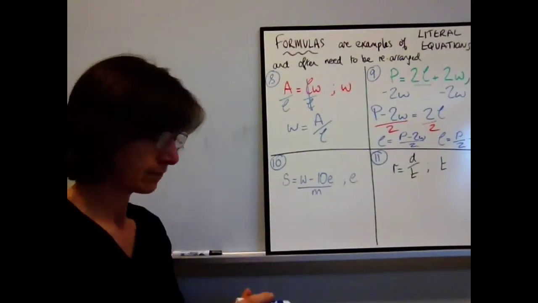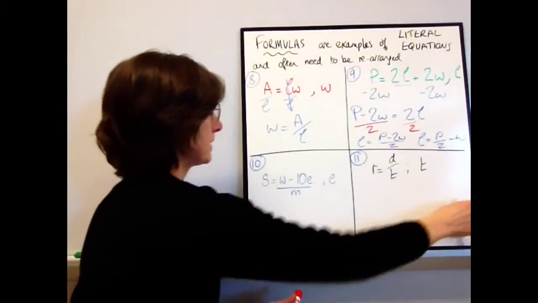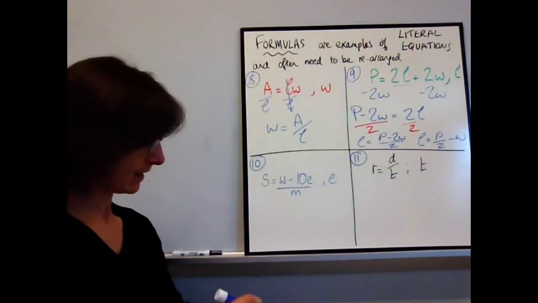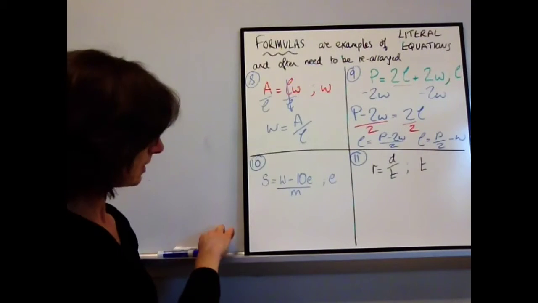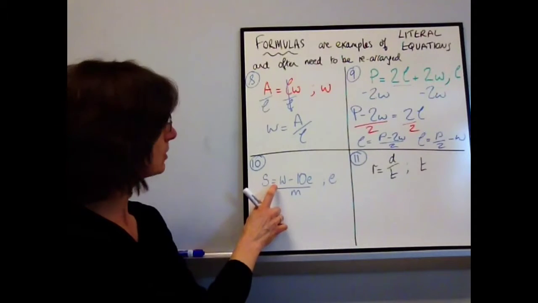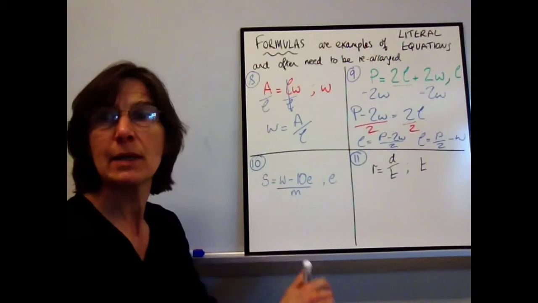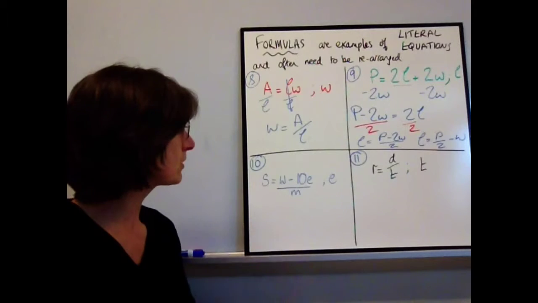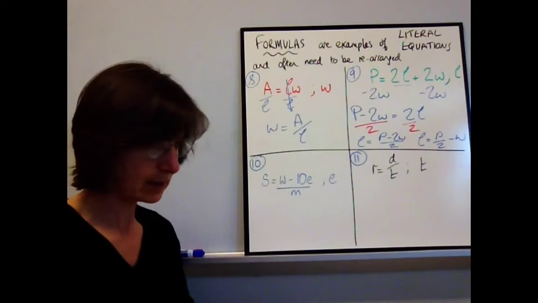Number 10. This is actually the formula for calculating your typing speed, which I can tell you mine would be very low. And it's all about how many words you can type, how many errors you make, and how many minutes it takes you to do it.